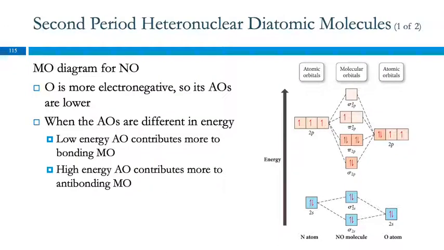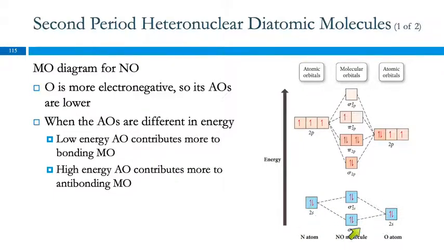What about heteronuclear diatomic molecules? Well, we're just barely going to talk about those. This is the diagram for NO, nitrogen monoxide. And so here we're looking at the nitrogen atom's atomic orbitals, and the oxygen atom's atomic orbitals, and they're not at the same energy level. The oxygen's atomic orbitals are lower in energy than the nitrogen's. Don't ask me why, please.